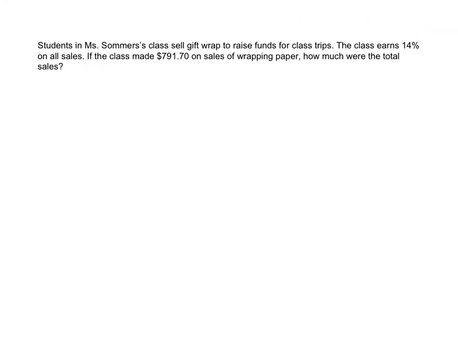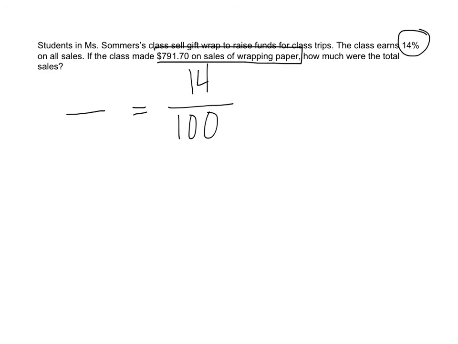Last problem. This says students in Miss Summers' class sell gift wrap to raise funds for a class trip. The class earns 14% on all sales. If the class made $791.70 on sales of wrapping paper, how much were the total sales? So again, we can set up our proportion. They tell you 14%. So right away we can put 14 over 100.